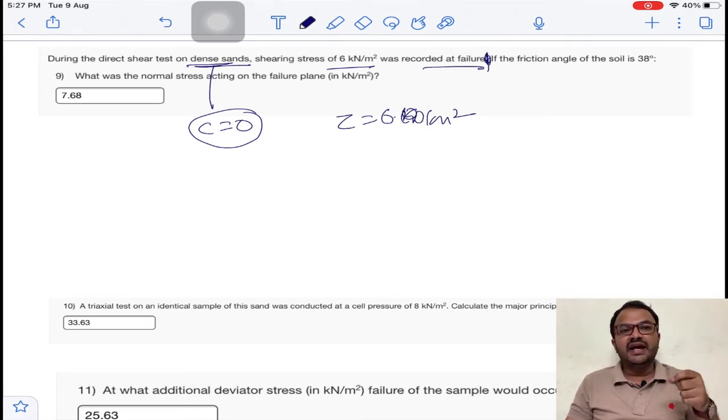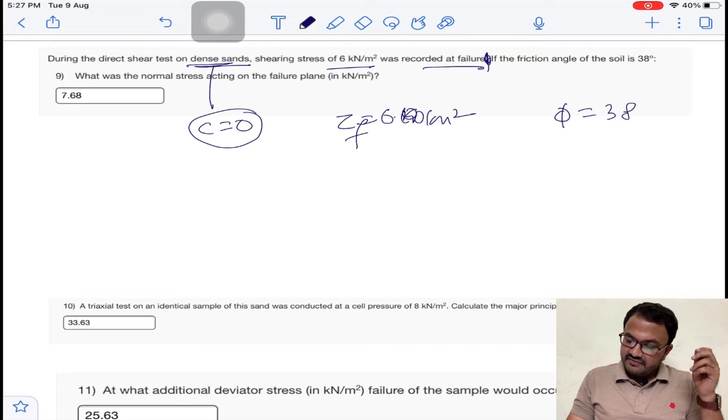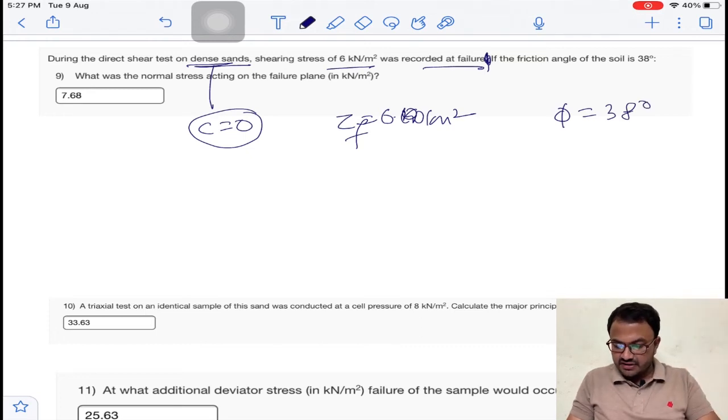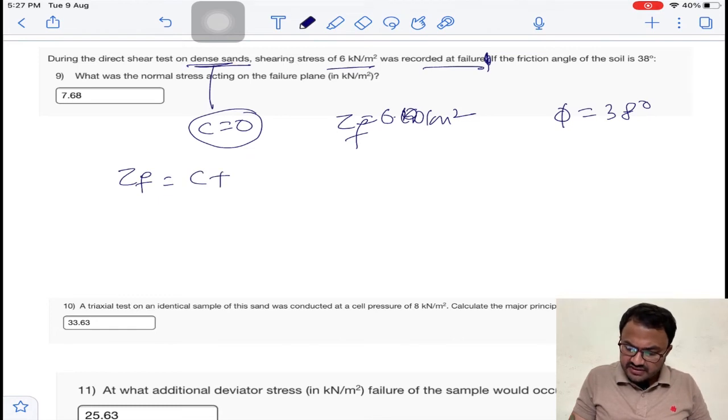Shear stress at failure is nothing but the shear strength. So I write tau F is the shear strength, and the angle of internal friction phi is equal to 38 degrees. What was the normal stress? We have an equation: shear strength tau F is equal to C plus sigma tan phi.